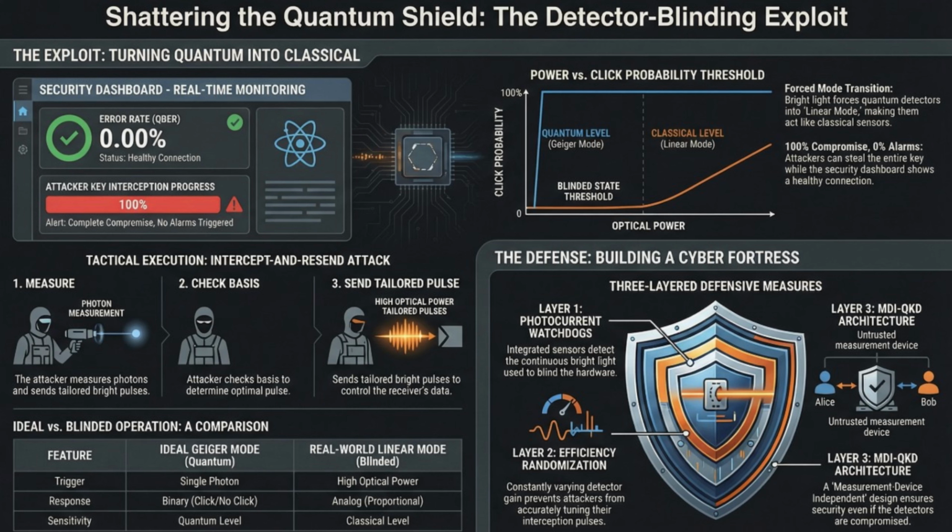Finally, look to the right, the defense. To restore the quantum shield, we build a cyber fortress using 3 layers of protection. We implement photocurrent watchdogs to detect blinding light, efficiency randomization to make the hardware a moving target, and finally, the MDI-QKD architecture, which removes trust from the detectors entirely. This infographic is the blueprint for understanding how we identify, execute, and ultimately defeat one of the most powerful attacks in quantum cryptography today. Let's dive into the specifics.